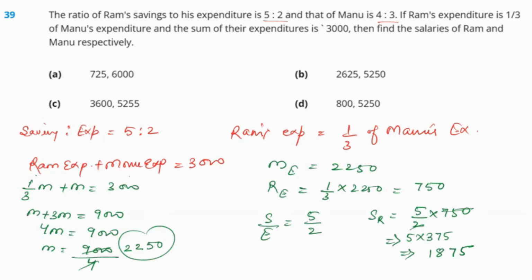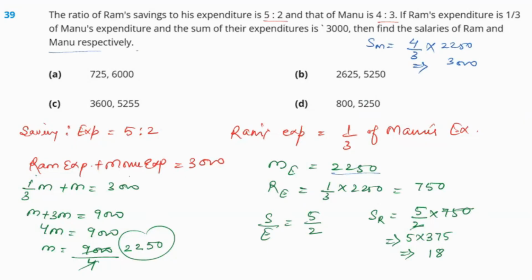Because the Mono saving to expenditure ratio is given to us as 4:3, if we calculate with the same method, Mono's saving will be 4/3 times the expenditure of Mono, which is 2,250. Correct. So we can put it over here. When we solve it, the savings of Mono we get is 3,000. Now the question is asking to find the salaries of Ram and Mono respectively.